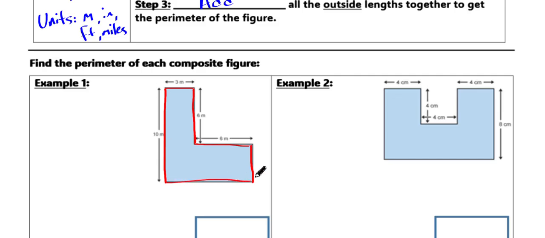So that, and that, those are part of the perimeter. We're going to add up all those sides. You can see that we're missing some of these. We're missing this one, and we're missing this side at the bottom.